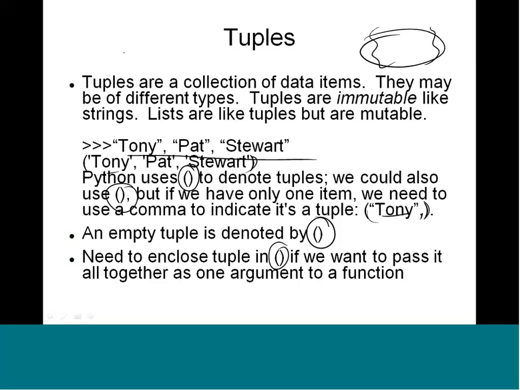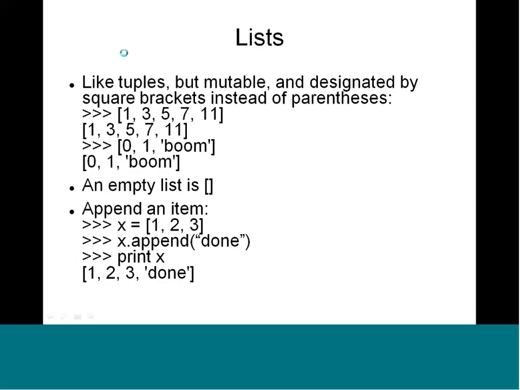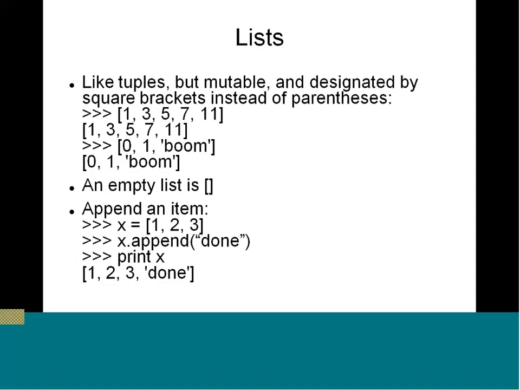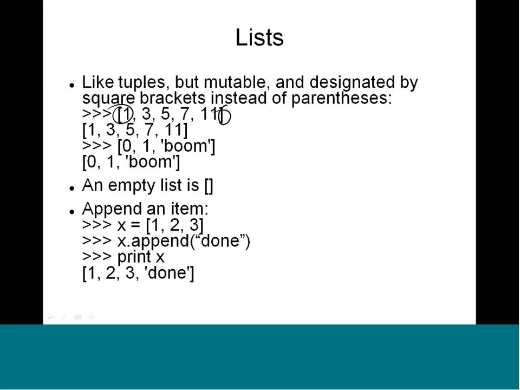That's pretty much it on the tuple. Now the lists. Lists are like tuples. The only difference is that they are mutable, that means you can actually change that data structure, and they are denoted by square brackets instead of the parentheses.